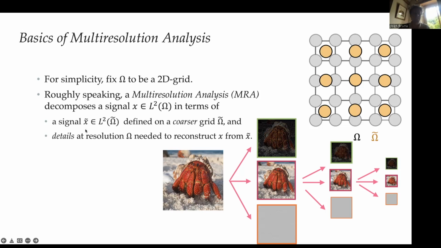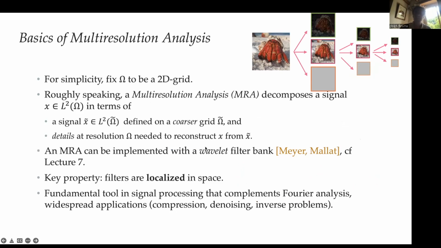So the multi-resolution analysis also keeps the details at a given resolution omega that I need to reconstruct. It's really this process where I start from the original image here, and then I break it into the low resolution version, which is this one here. And then I need to keep the information that I need to go backwards, from the coarse resolution to the fine resolution. In other words, I need to preserve the details that are encoded in this image here and this image here. And these details are what is captured by what we call wavelets. So wavelets are essentially a bunch of filters that do this decomposition for you.